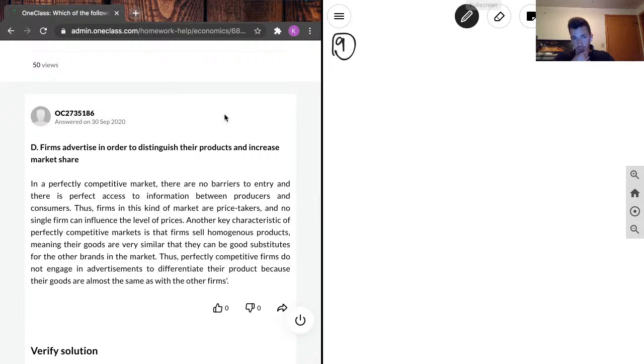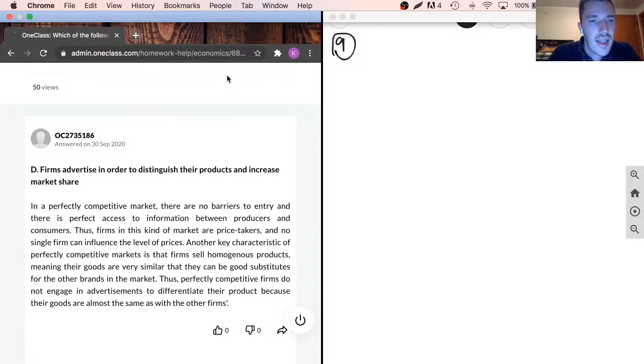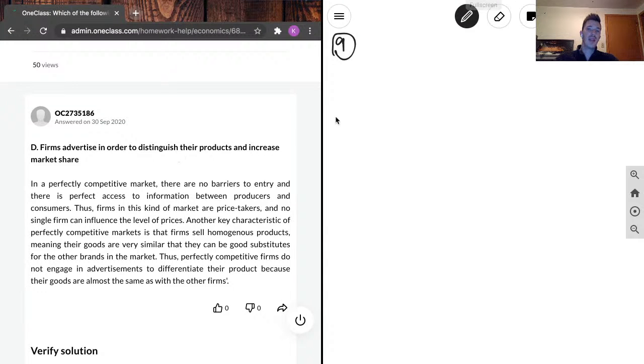Junior Tutor has written D, that firms advertise in order to distinguish their products and increase market share. We've written that in a perfectly competitive market, there are no barriers to entry and there's perfect access to information between producers and consumers. Thus, firms in this kind of market are price takers, and no single firm can influence the level of prices. Another key characteristic of perfectly competitive markets is that firms sell homogeneous products, meaning their goods are very similar. They can be good substitutes for the other brands in the market. Thus, perfectly competitive firms do not engage in advertisements to differentiate their product because their goods are almost the same as with the other firms. That's a great answer.